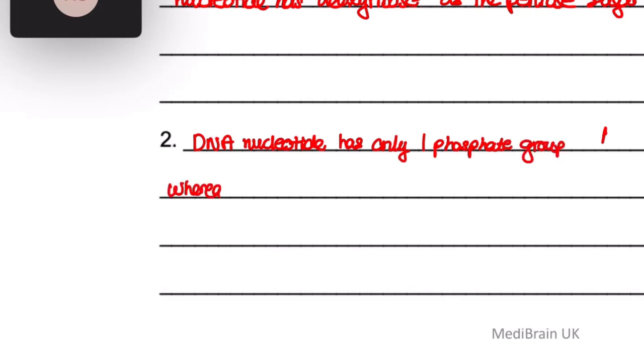Okay, so we know that a DNA nucleotide has only 1 phosphate group, whereas, again, you need to make comparison whenever you're looking at differences, whereas ATP has 3 phosphate groups.